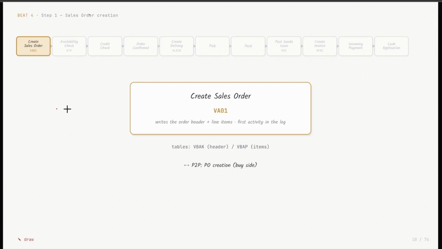So we start with the customer placing the order. We enter it in SAP transaction code. This is the code, it's VA01. What happens is that it's writing the header and line items, and it's the first activity in our process for order to cash. Also, the case ID is allocated here.